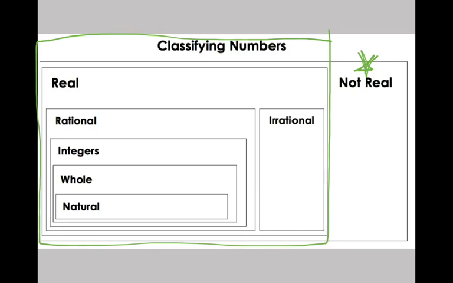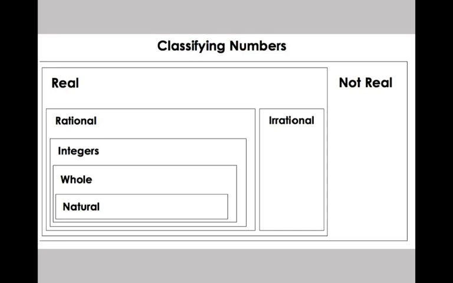With not real, this is where you're going to have a negative square root. Okay, so as of right now, any negative square roots are not real. Those will be the one thing you're going to see. So on your paper, write negative square roots. You can give some examples: the square root of -5, the square root of -10. Those will be not real numbers. Okay, every other number is real.